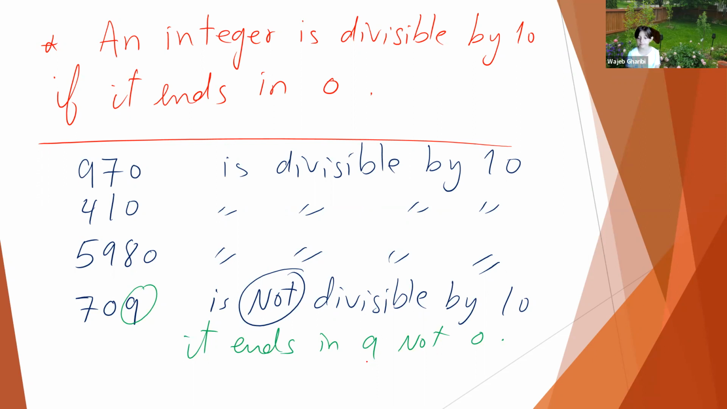Give an example. 970 is divisible by 10 because it ends in a 0. Yeah. 410 is divisible by 10 because it ends in a 0. 5,980 is divisible by 10. Why? Because it ends in a 0. How about 709? 709 is not divisible by 10. It ends in a 9, not a 0.